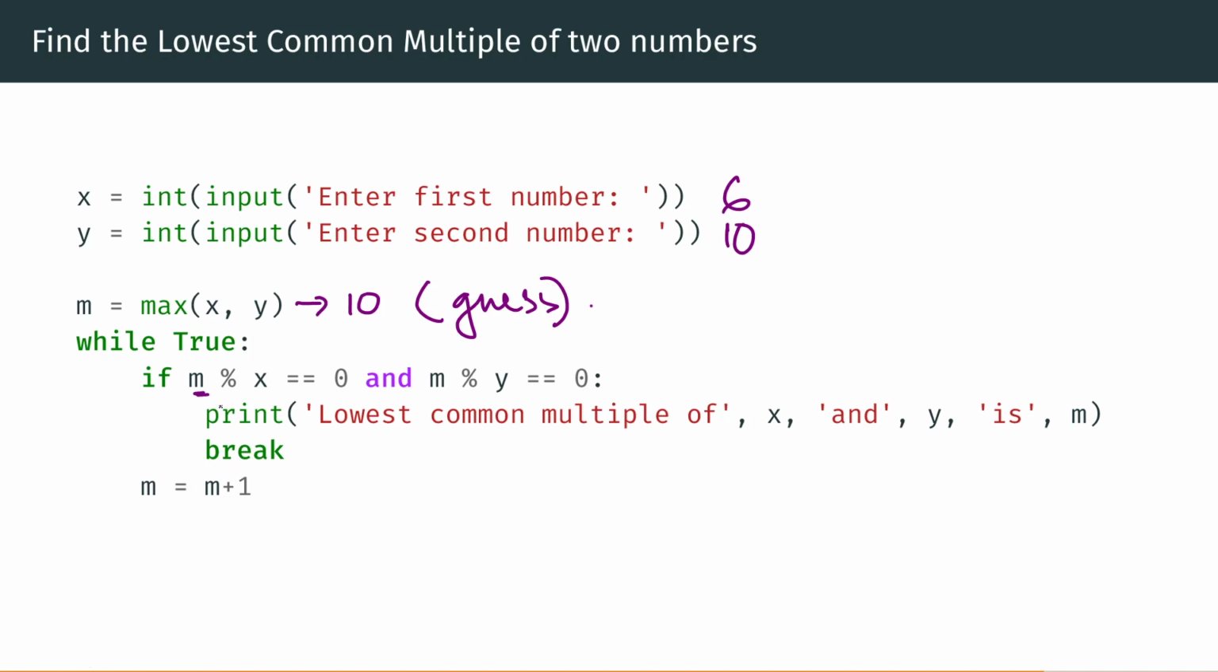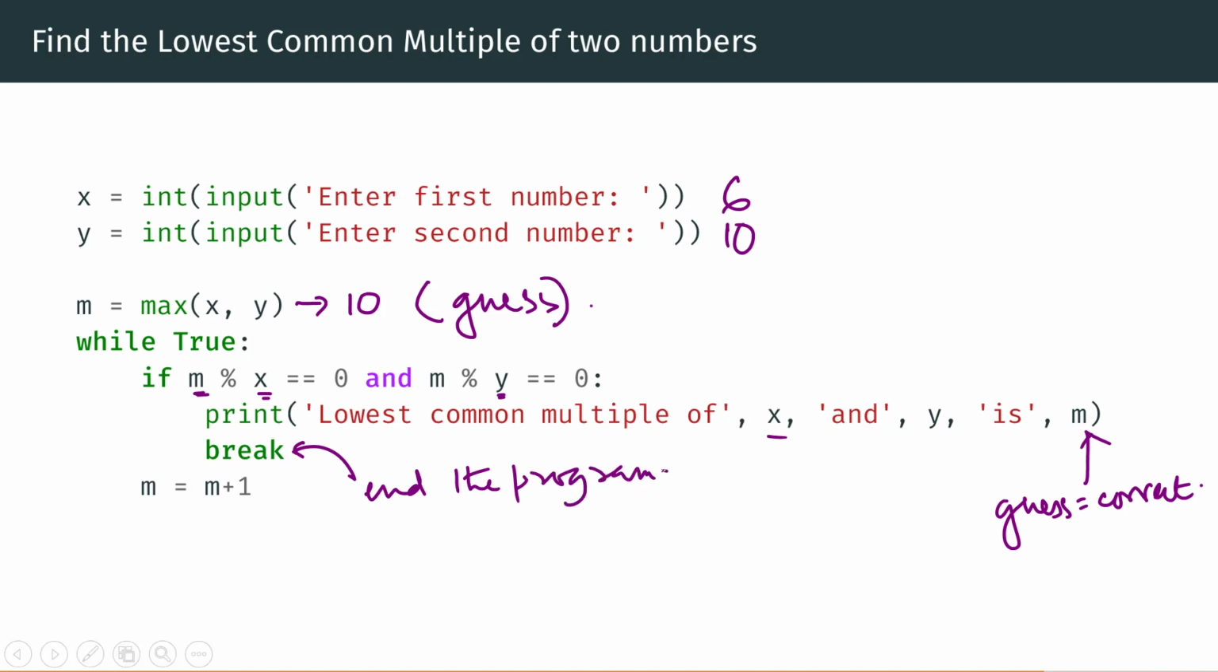Now if our guess is divisible by the first number, which is 6, and it is also divisible by the second number, which is Y, we just go ahead and say that the lowest common multiple of X and Y is M. So this is our answer. The guess is correct. And if it's correct, we break, because at that point we have found the lowest common multiple, so we just break out of the loop and end the program there.